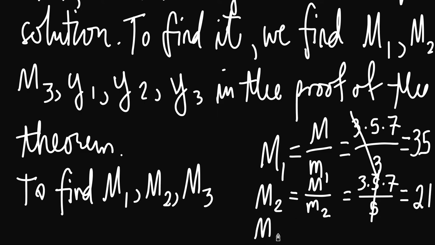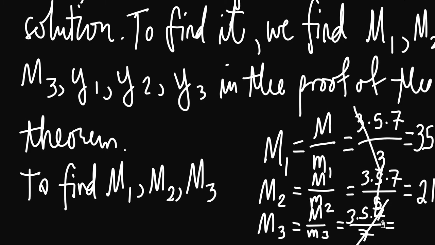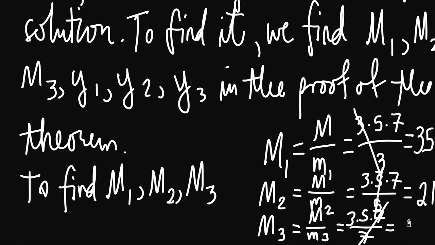And the big M sub 3 is just equal to, again, the big M all over small m sub 3, which is equal to, again, 3 times 5 times 7 all over 7. So we can just cancel the 7. Sorry for the very populated workspace. This is equal to 3 times 5, which is 15.